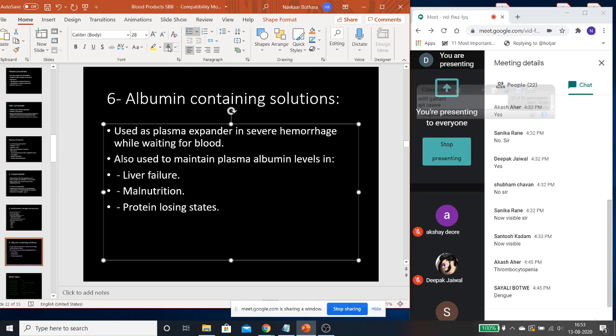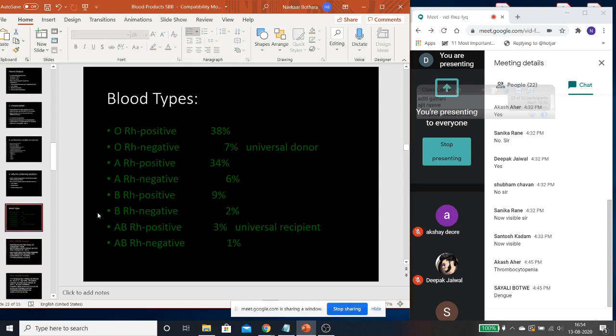Then next is albumin. Albumin is an important protein, and it plays a very important role in maintaining blood osmotic pressure, blood viscosity, and many other functions. So it is used as a plasma expander. Keep this word in mind, because I have used it many times now. Plasma expanders, apart from albumin, include others also. For example, I told you dextran and many such polysaccharides. So they are used to maintain plasma albumin level in liver failure, malnutrition, and states where the person is losing protein.